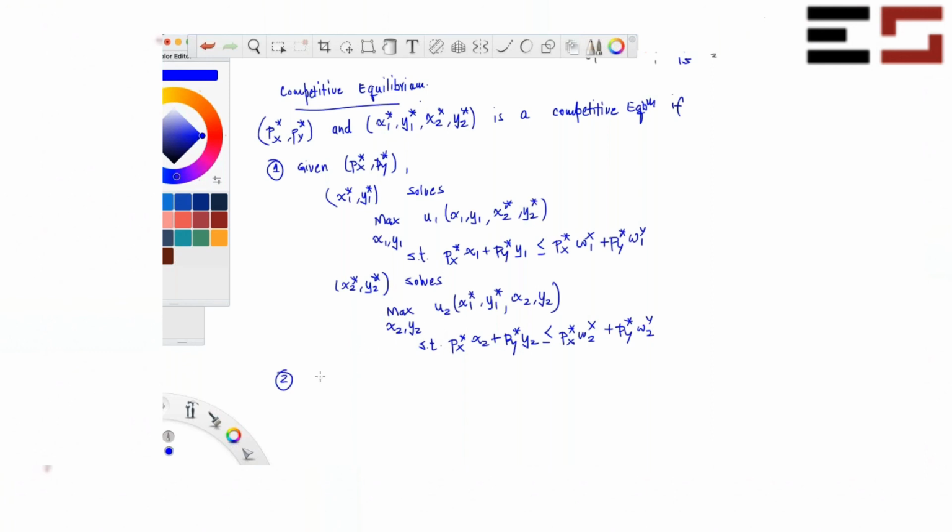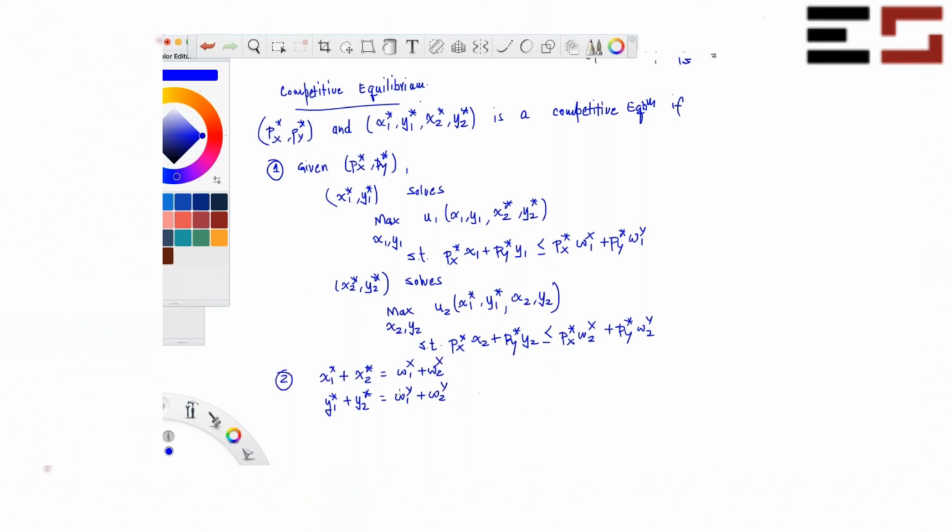So x1 star plus x2 star must be equal to omega 1x plus omega 2x, and y1 star plus y2 star must be equal to omega 1y plus omega 2y. Is that clear? Any questions?